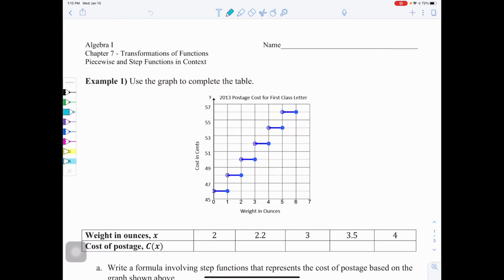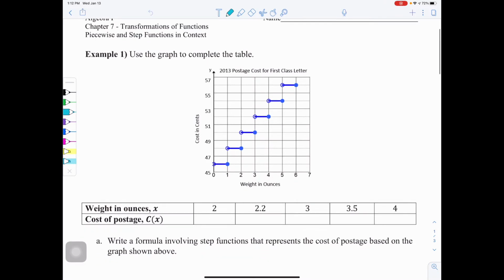Our next lesson is called Piecewise and Step Functions in Context. In example 1, it says use the graph to complete the table. Looking at the graph, on the x-axis we have weight in ounces. On the y-axis we have cost in cents.